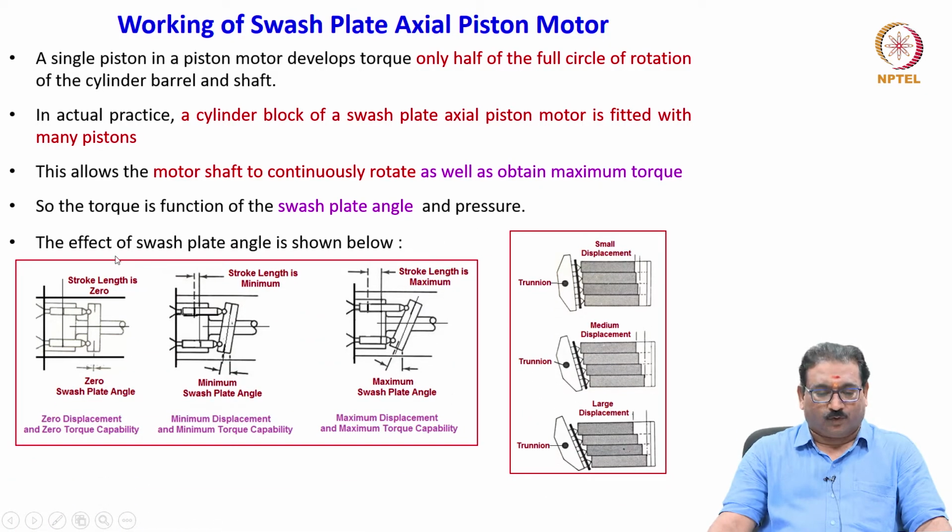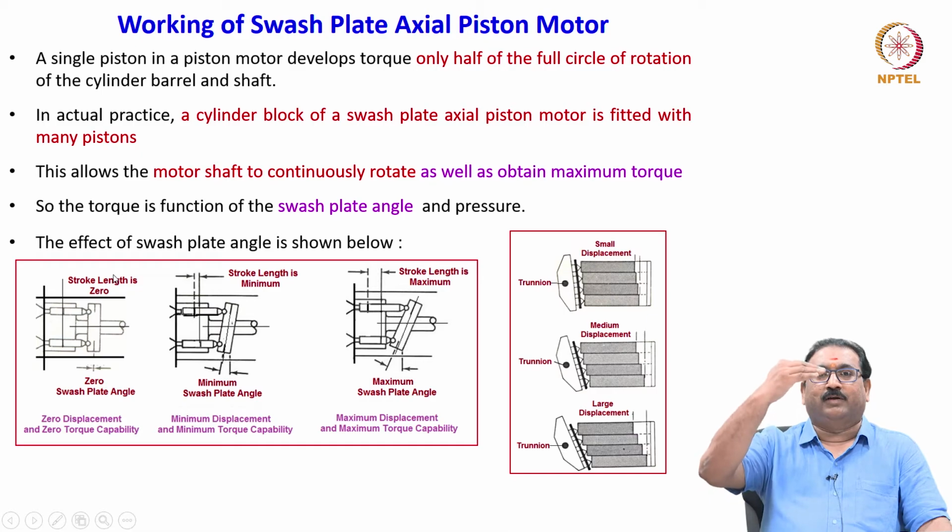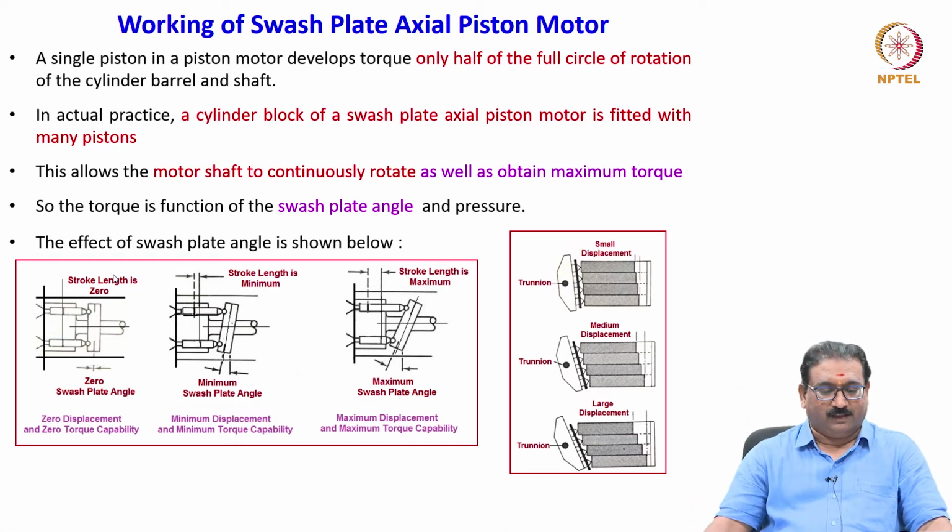You will see here I have shown the effect of swash plate angle on the torque generation. You will see here when the swash plate is in line, now you will see there is 0 stroke, stroke length is 0, meaning the pistons will only rotate like this, no suction, no discharge. That is a 0 swash plate angle, which will result in 0 displacement and 0 torque capability.